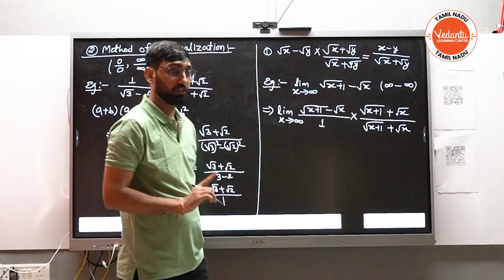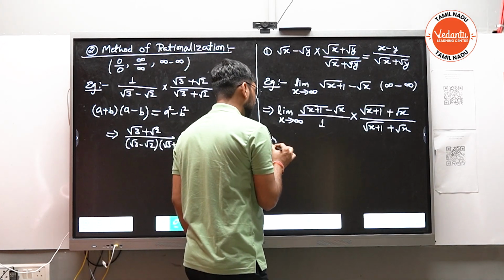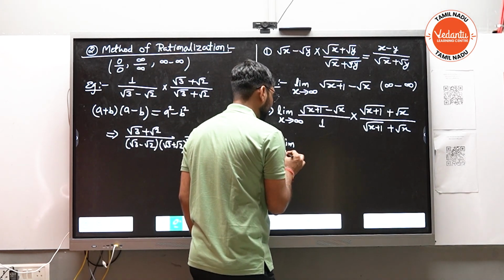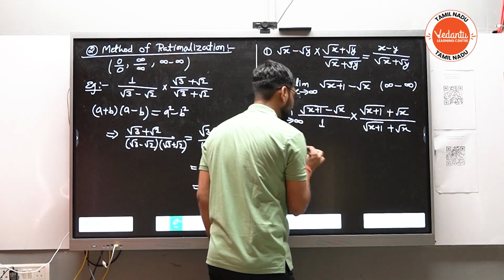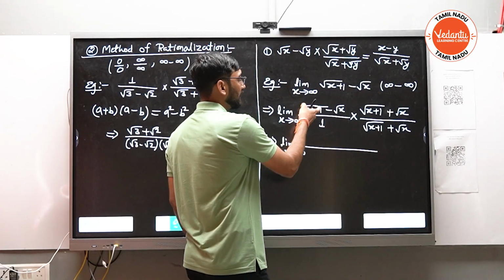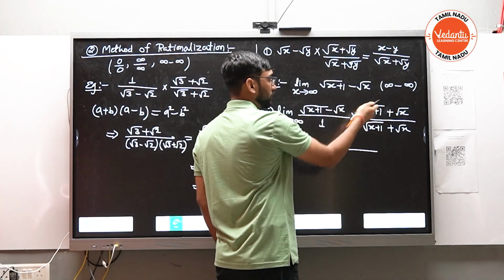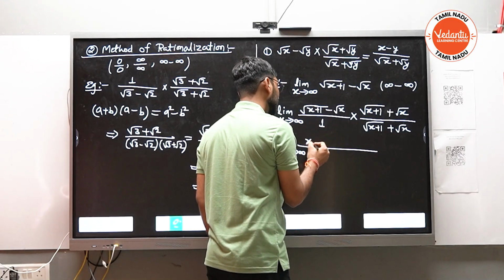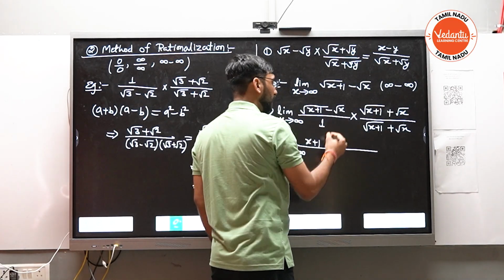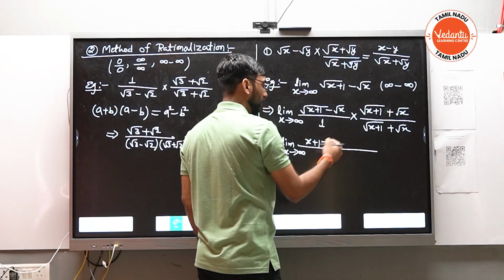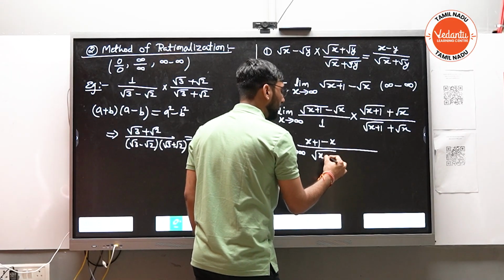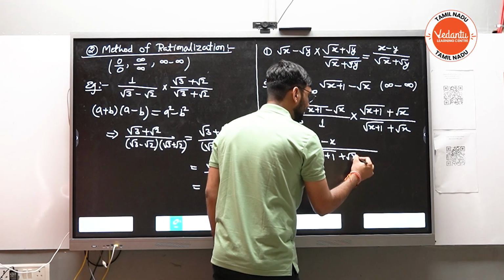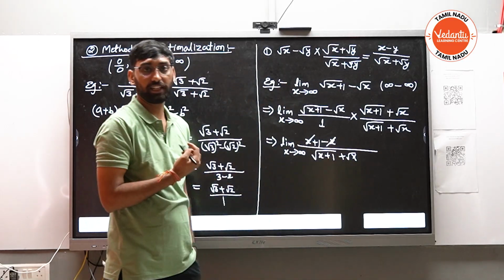Okay. This is one thing. Now what will I get? Numerator, it is nothing but a minus b times a plus b. So I will get root x plus 1 the whole square, that is nothing but x plus 1, and minus x. And the denominator I will have is root x plus 1 plus root x. This x is gone, they divide with each other.